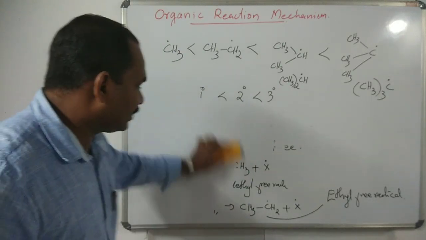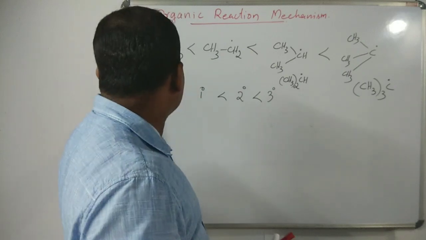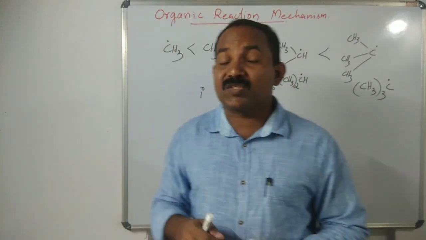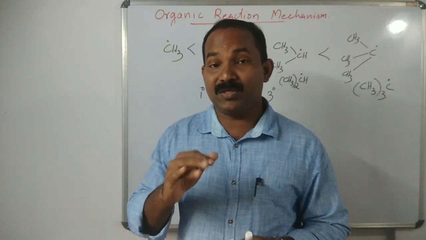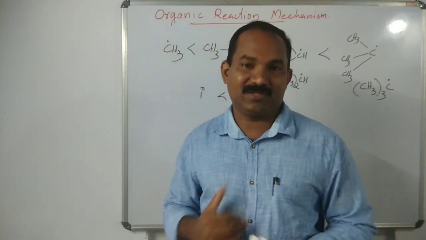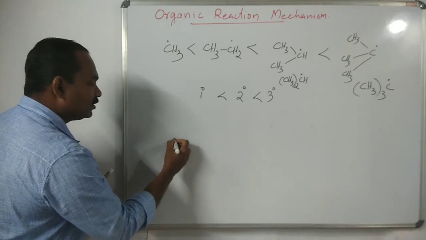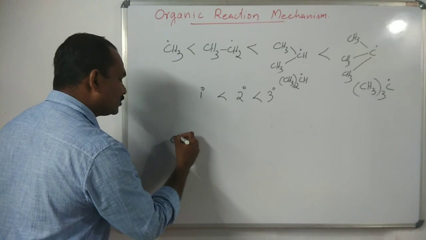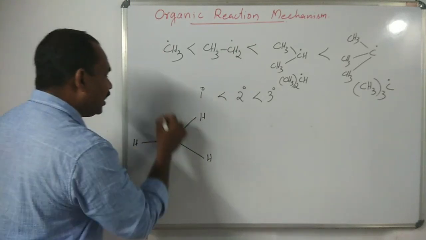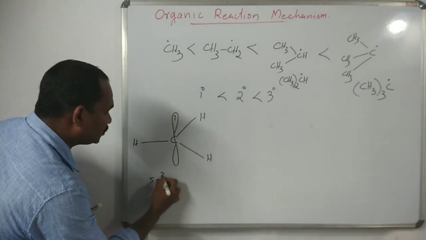Then next we discuss the hybridization of the free radical carbon atom. The hybridization of a free radical carbon atom is of two types. One is sp2 hybridization and the other is sp3 hybridization. When it adopts sp2 hybridization, the carbon atom is bonded to three hydrogens or three atoms like this, and one unhybridized orbital contains the free electron.